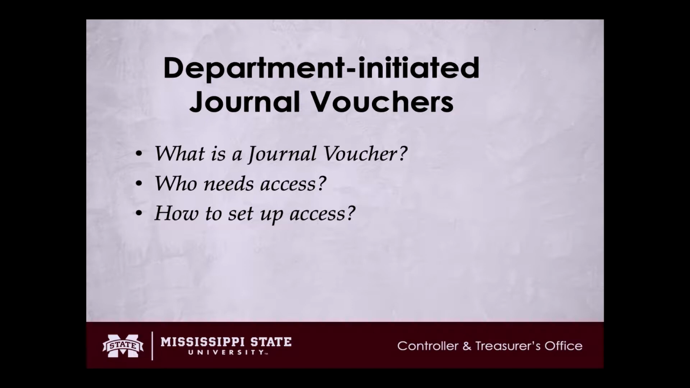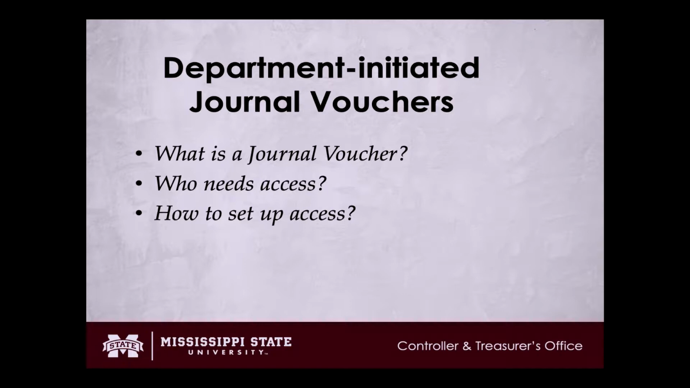So who needs access to be able to key your own journal vouchers? Really, the main people that need it are the departments that are processing lots of JVs throughout the month. If you only process 4 or 5, we feel like you can keep sending them to us, and that would be the most efficient and effective way. But if you've got multiple journal entries throughout the month, we can grant you this access to be able to key your own, and it eliminates having to enter the JV twice, because you have to enter it on form and then we enter it in Banner.